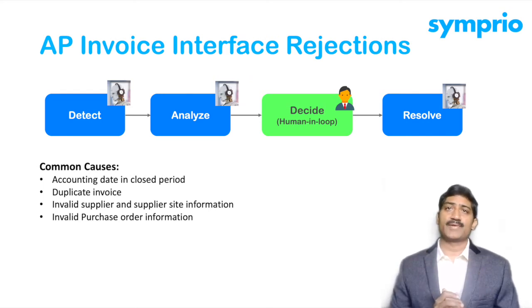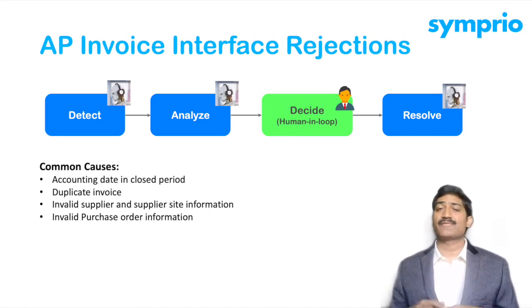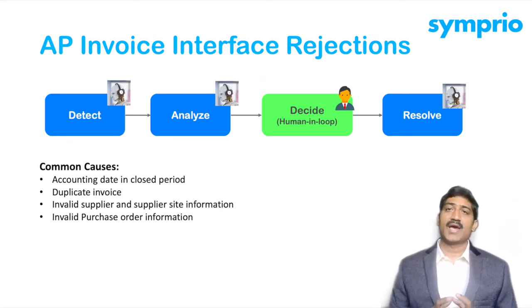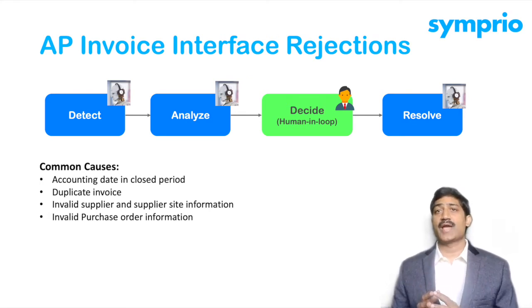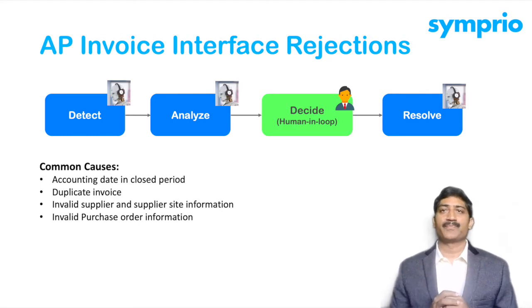Here are a few common errors. The accounting date could be in a closed period, or a duplicate invoice, or the supplier and supplier site information is invalid, or the purchase order information is invalid. In this process, a robot creates a task for business users to provide their inputs for fixing the errors and will notify the business users via email and also ping them on Microsoft Teams or Workplace. The robot routes the communication to appropriate business users based on operating unit, invoice source, and the error.